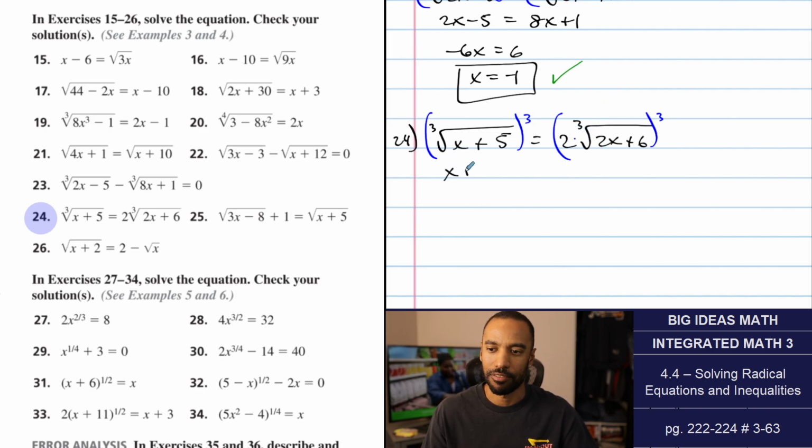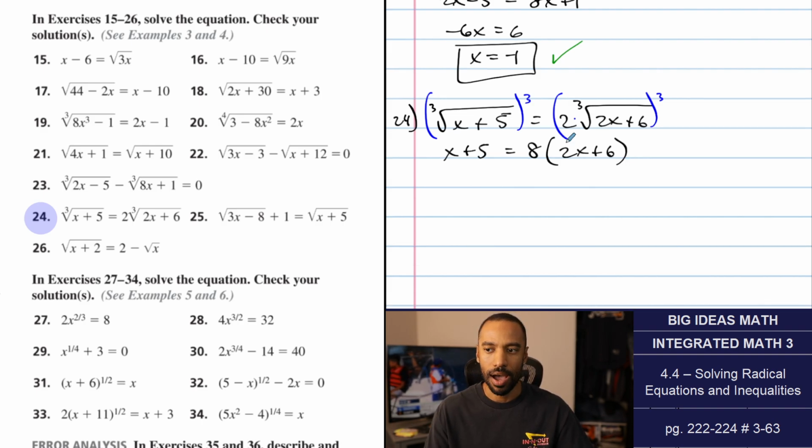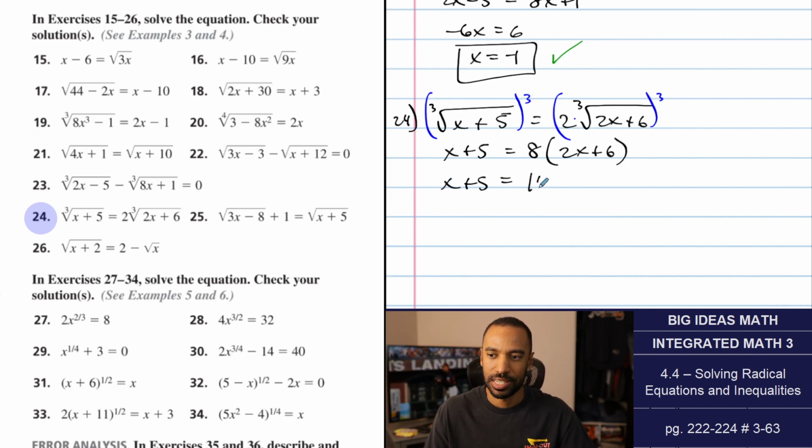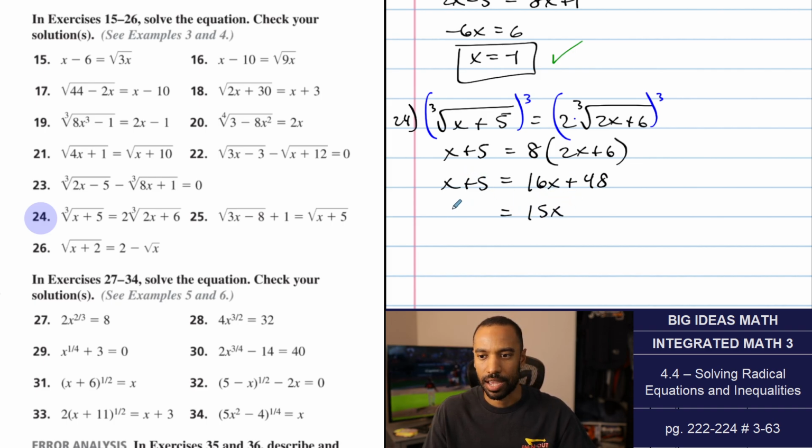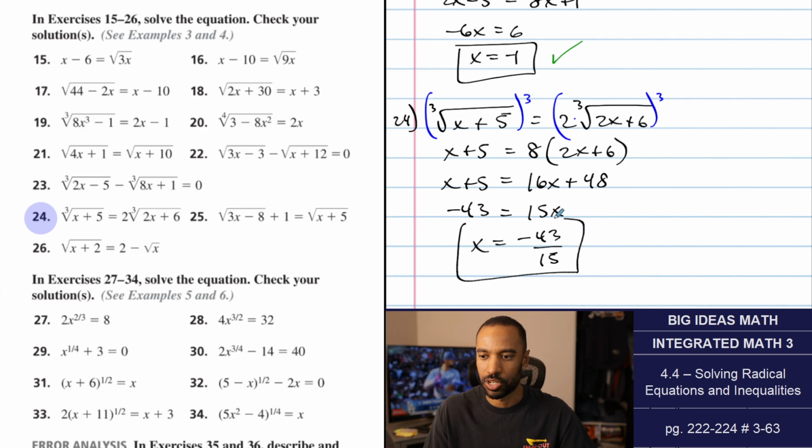So now we're going to have x plus 5 equals 2 cubed, which is 8, and this is 2x plus 6, but this is its quantity, like that. 8 times the quantity 2x plus 6, as we canceled out the cube. Now let's distribute. That's 16x plus 48. I want to subtract x this time. Subtract 48 this time. And you get negative 43 over 15. I don't love the answer.